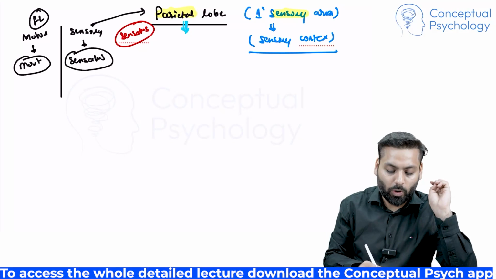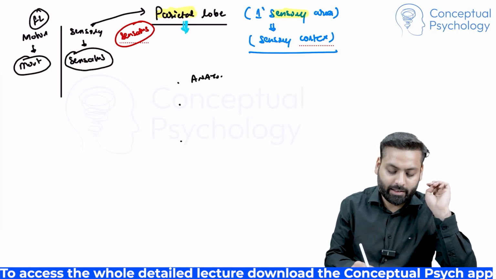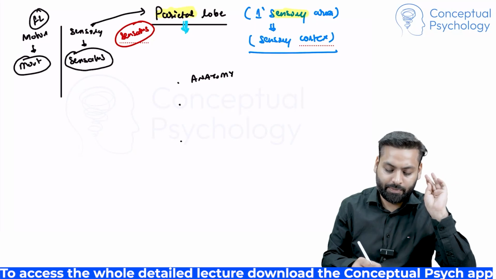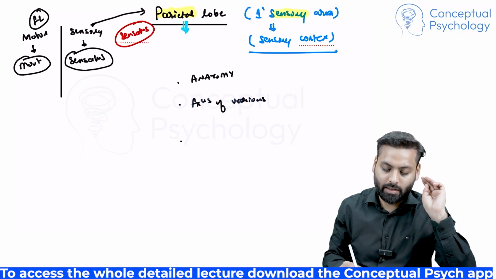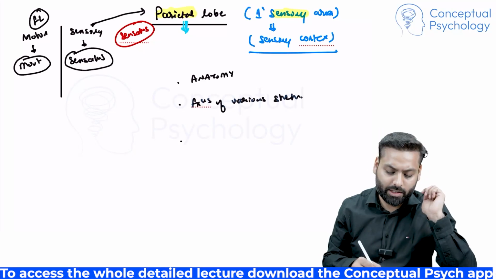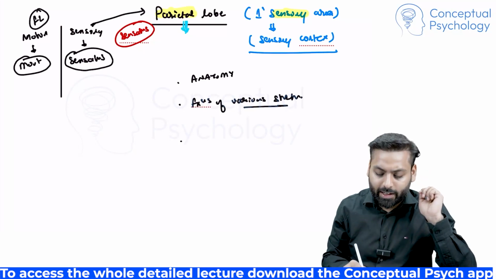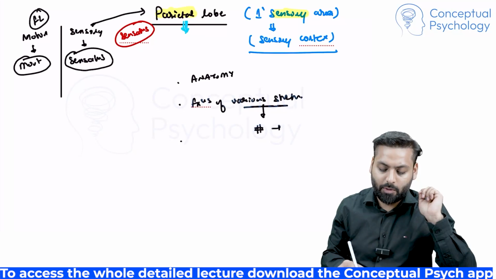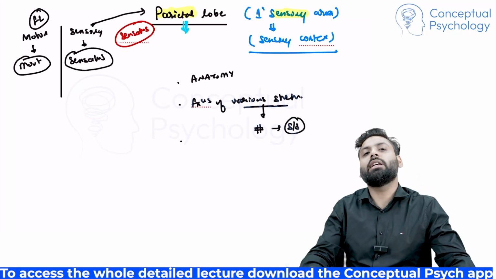Again, in the parietal lobe, what do we have to study? Three things. What is the anatomy, that is, what structure is located where? What are the functions of the various structures? We will see the different structures in the parietal lobe, what the function of each structure is, and if each structure is damaged, what the symptoms or lesions will be.